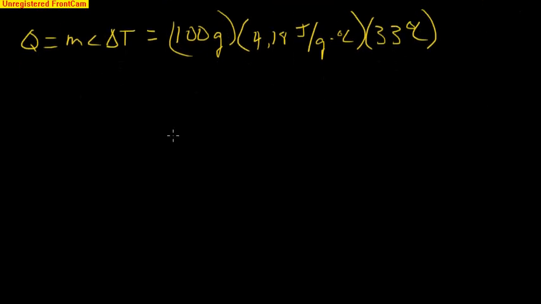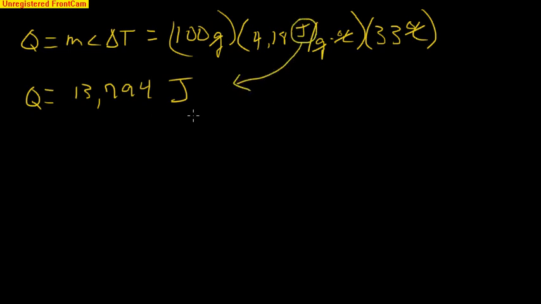So if I take the 100 times the 4.18 times the 33 degrees, I'm going to get a Q equal to 13,794 joules. Because if you look, grams cancels out with grams, degrees Celsius cancels out with degrees Celsius, and the only thing I'm left with is joules, which is basically the unit here. So my answer is 13,794 joules.